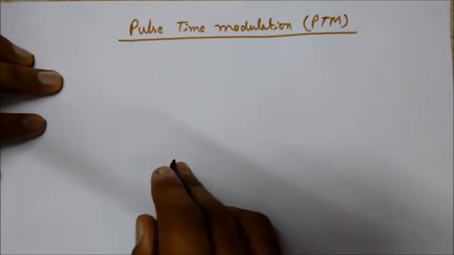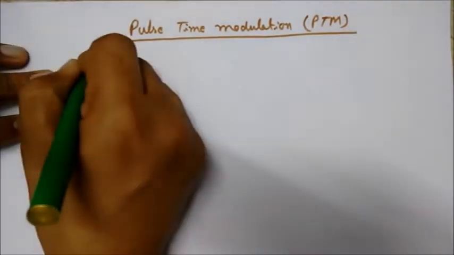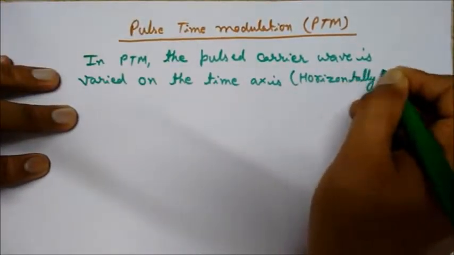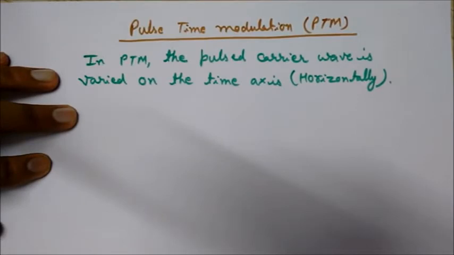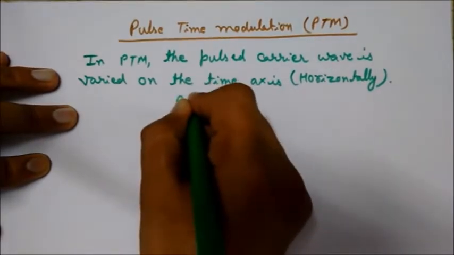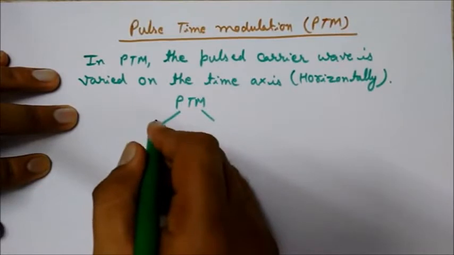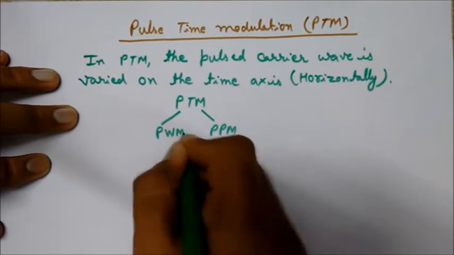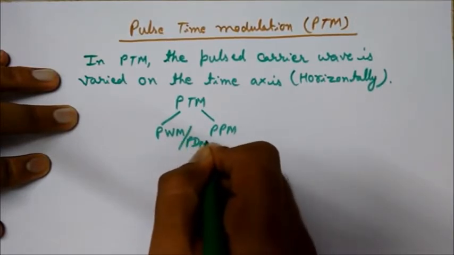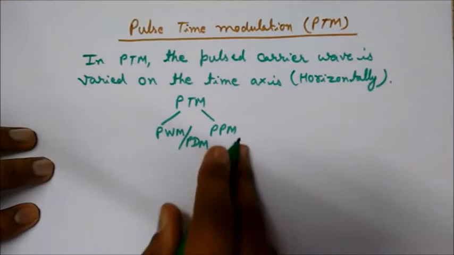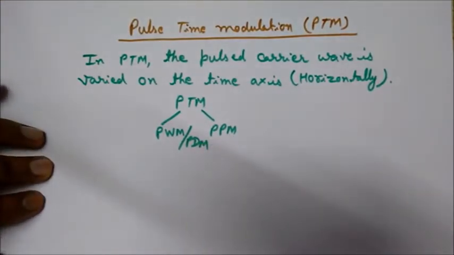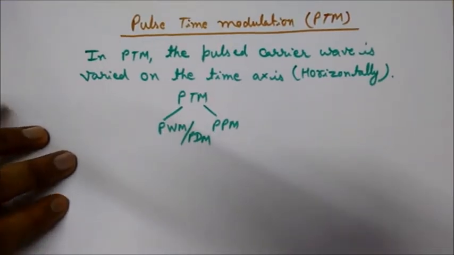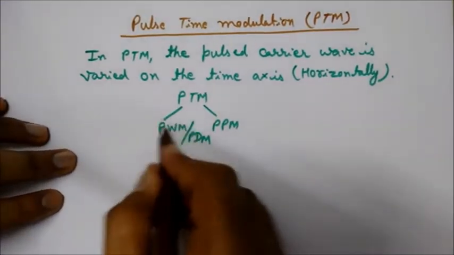The pulse time modulation is of two types, as we have seen. So let's define it. PTM is of two types, PWM and PPM. This is PDM, also called pulse width modulation, and pulse position modulation. So let's see the definition of pulse width modulation, PWM.